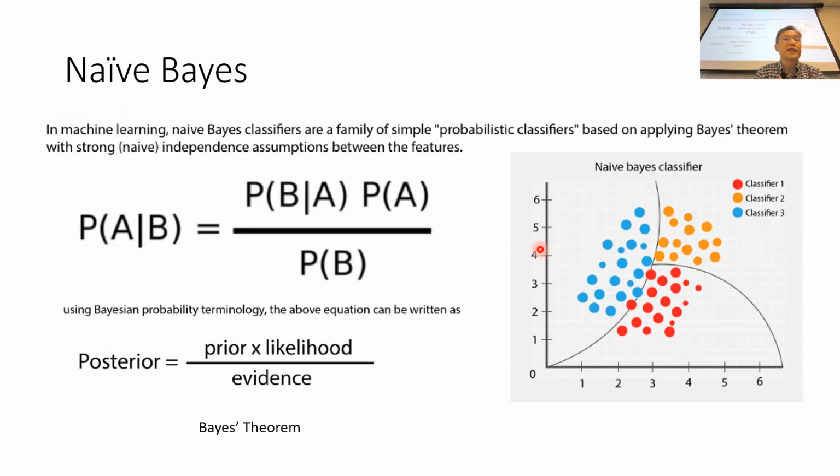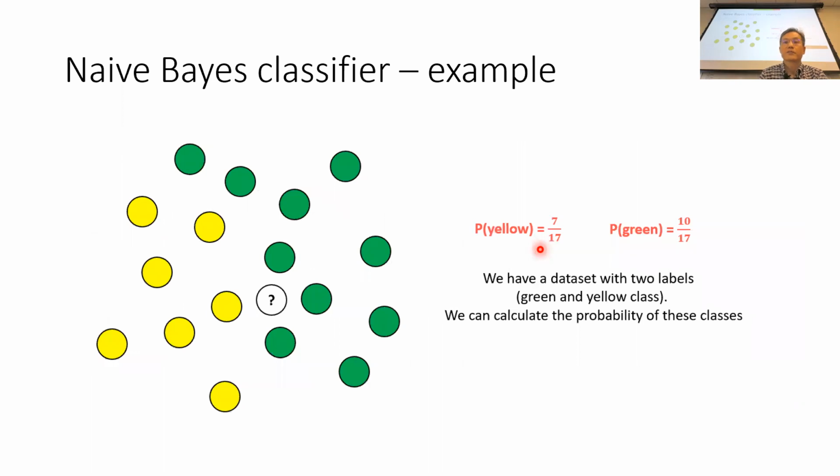Okay, naive Bayesian method, it's not too hard. It's based on this Bayesian theorem. So let's consider an example. If I gave you a data point, see what this data point with this question mark belongs to, either the green one or the yellow one.